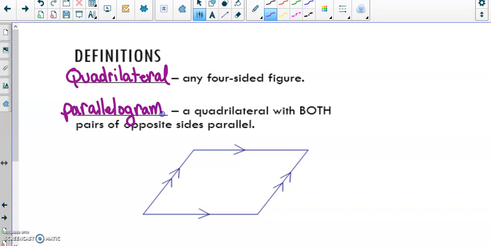And you can see on the picture that we've got the top and the bottom are parallel. You can see that with the little arrows, and the left side and the right side are also parallel. So those arrows indicate that the lines are parallel.